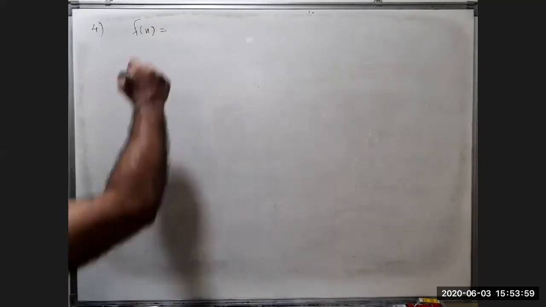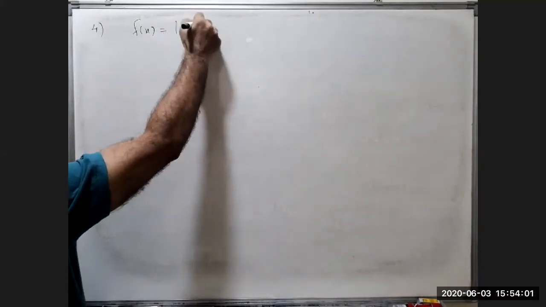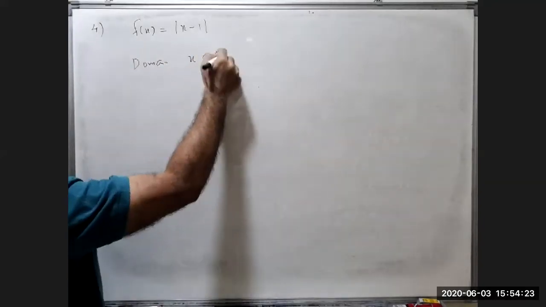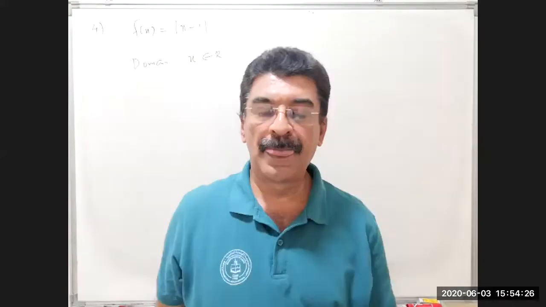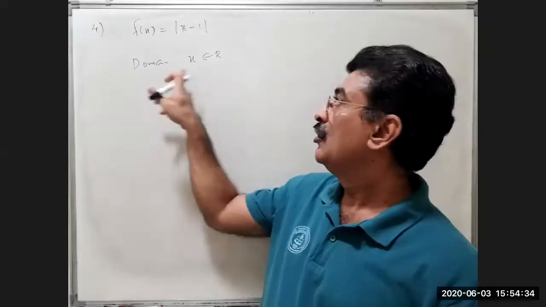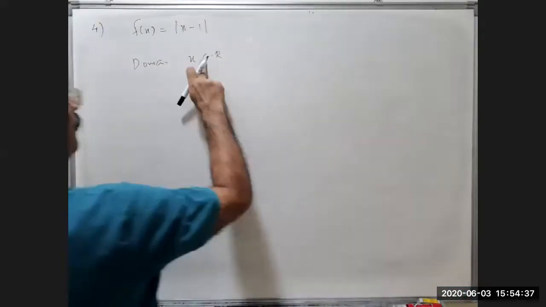Again, f of x is equal to modulus of x minus 1. For domain, inside the modulus we discussed, it can be any number. So the domain is x belongs to real numbers. Why? Because inside the modulus we can write any number, positive, 0, negative, whatever it may be. Modulus of that number we can find. So domain means all real numbers.